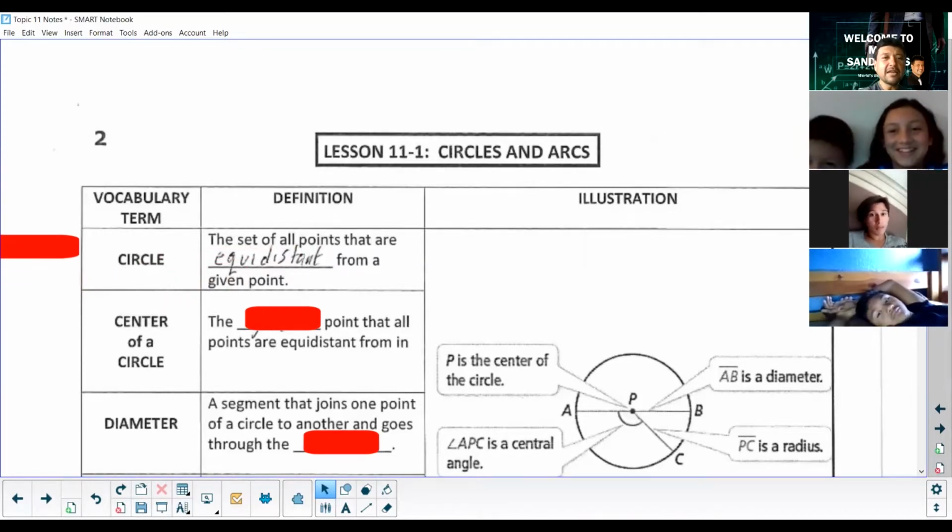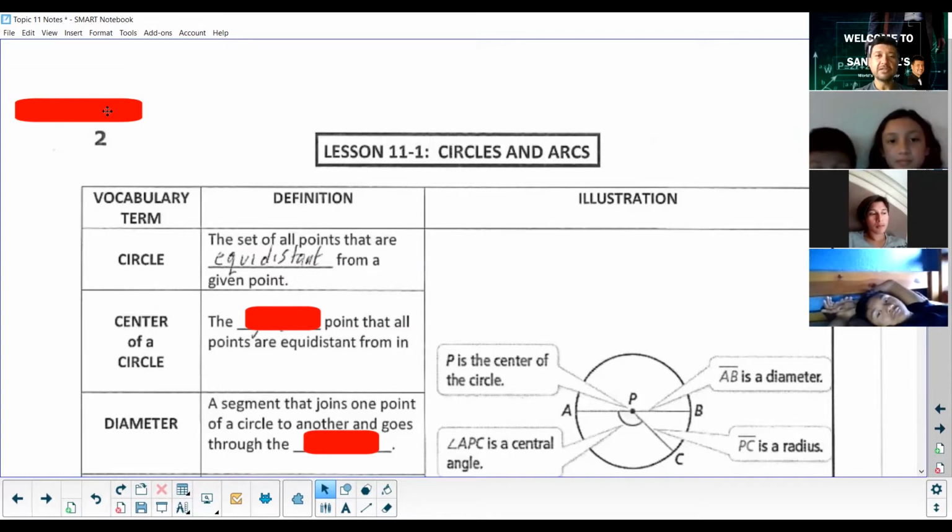Now one thing that I am going to be requiring you to do is that we're going to go through all these vocabulary terms. You're going to write all these things by hand, and then you're going to upload it to the Google Classroom. So when you write down a vocabulary term, you write down circle, you write down the definition. It's optional if you want to do the illustration.